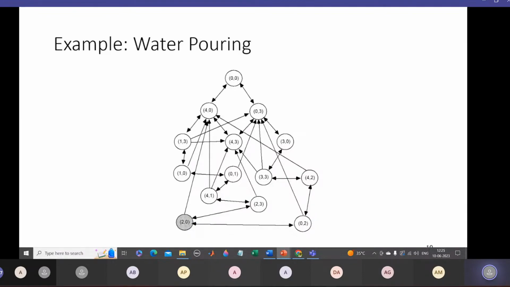I fill the 4 liter bucket. I am taking that and transferring it to the 3 liter bucket.